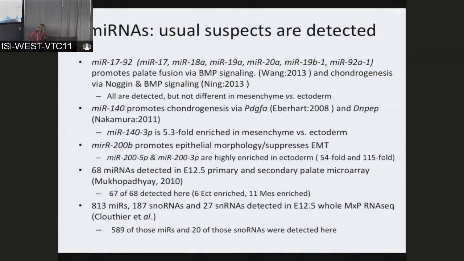There's another study from a few years ago looking at primary and secondary palate microRNAs from E12.5. And of the 68 that they detected, 67 of them we also detected. Some of them in the ectoderm, some of them in the mesenchyme, mostly not enriched in either. And then what I mentioned before, the RNA-seq data from FaceBase 1. And so overall, in terms of the microRNAs, we're seeing good sensitivity, good specificity on the chip.